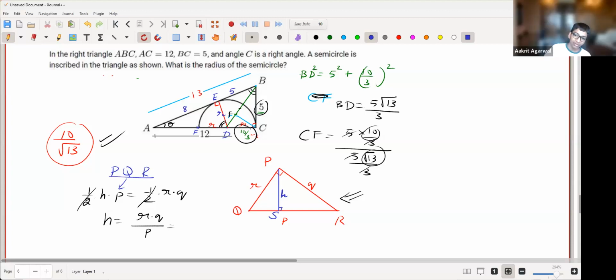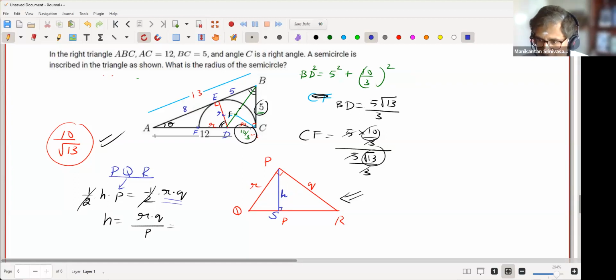Tough question. Just 1 second, Akrit, please. So area of PQR, I'm doing it in two ways. One, using QR as the base: half into P into H. Another way, if I keep PQ as the base, then the height becomes RP. Do you agree? So half into R into Q.